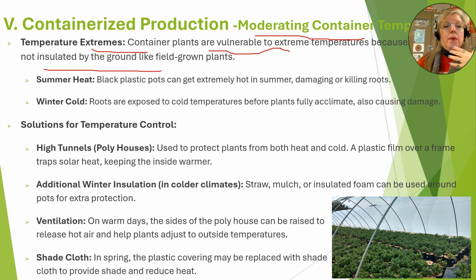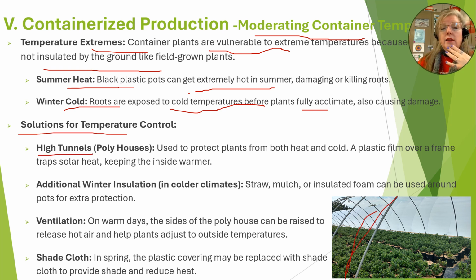But in those black pots, especially in the summer, they're going to start cooking in there, damaging or killing the roots. And in winter, it's exposed to the cold temperatures because it's blowing all around these pots before they can fully acclimate, causing damage that way. So some of the solutions are these high tunnels. You see this? This right here is one of the high tunnels. A poly house used to protect the plants from heat and cold. Plastic film over a frame to trap the solar heat, keeping it warm inside in the winter. So that's what you do.